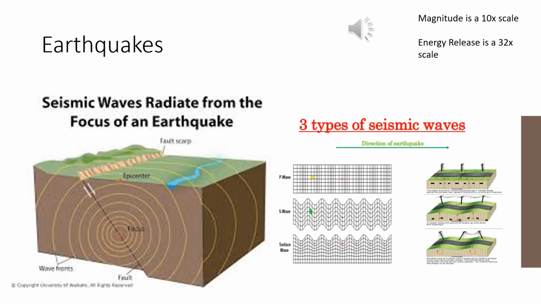Remember that earthquakes are measured on a Richter scale. When we talk about magnitude between a 1 and a 2 on the Richter scale, remember that is logarithmic. It's a 10 scale. When we talk about energy release, that is a 32 times scale. So the difference between a 1 and a 2 is 32 times more energy.